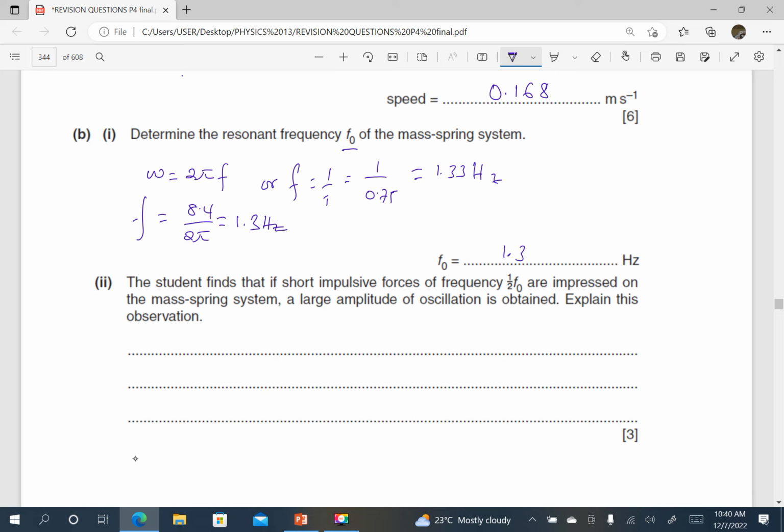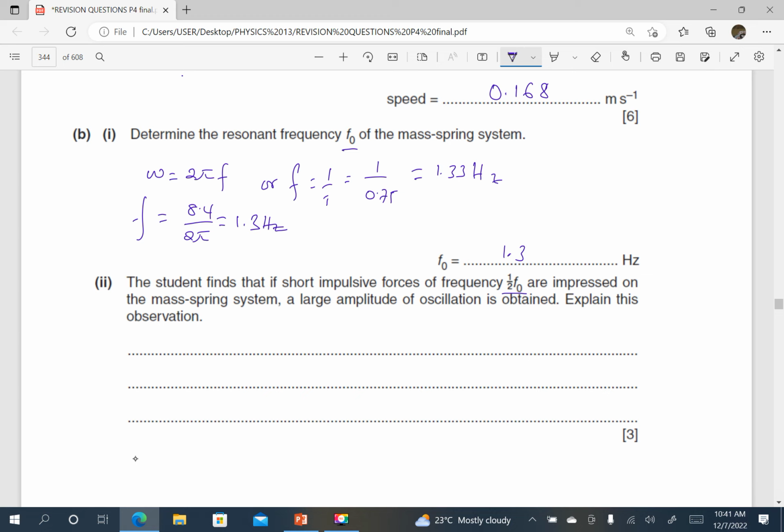The student finds that if short impulsive forces of frequency a half F0 are impressed on the mass spring system, in other words, we are adding periodic forces on the mass spring system, a large amplitude of oscillation is obtained. Explain this observation. So, periodic forces are added to the oscillating system. It means they are adding energy to the oscillating system, and since energy is directly proportional to amplitude squared, that energy is going to be seen as an increase in amplitude.